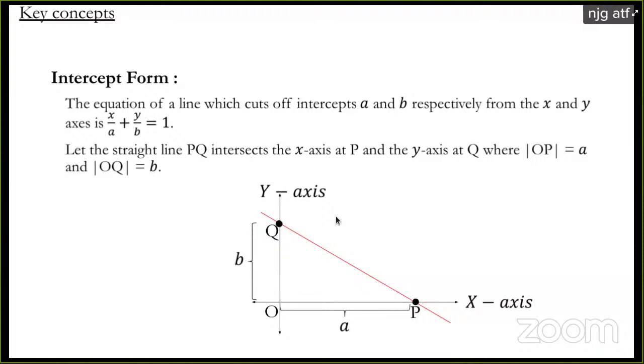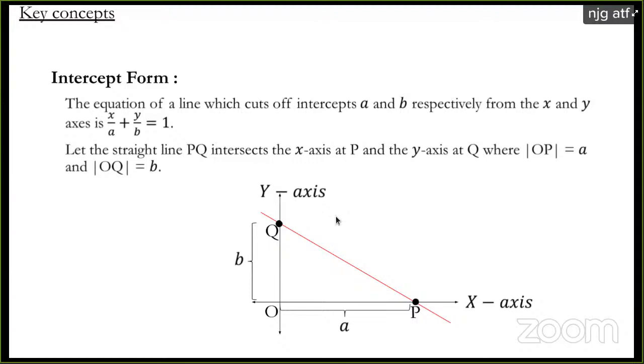Sir, suppose I have x-intercept 1 and y-intercept 2. Then the equation will be x by 1 plus y by 2 is equal to 1. In the second case, suppose I have x-intercept minus 1 and y-intercept 2. Then I think the equation will be x by minus 1 plus y by 2 is equal to 1. Is that true?